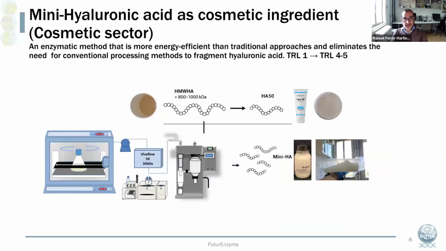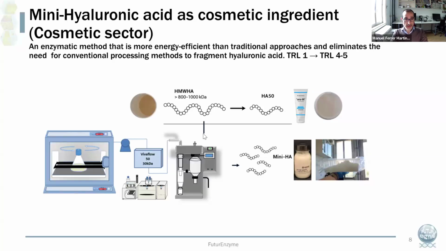The next one. Another product is a mini hyaluronic acid. Normally the hyaluronic acid needs to be fragmented to a medium size to be integrated into our cosmetics. What our industry partner is asking for is shorter fragments, which are difficult to obtain by the conventional method. The idea is to use an enzyme to cut this hyaluronic acid, which is a large molecule, into a mini hyaluronic acid to be later integrated into the cosmetic formulation.